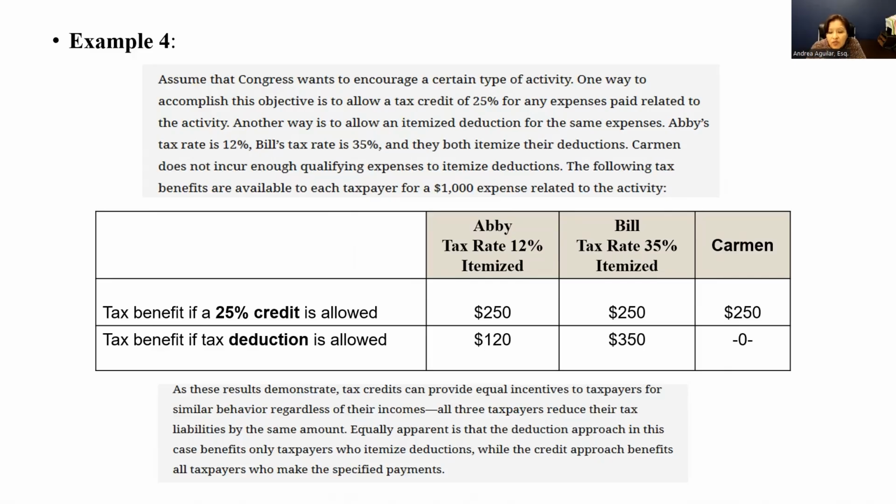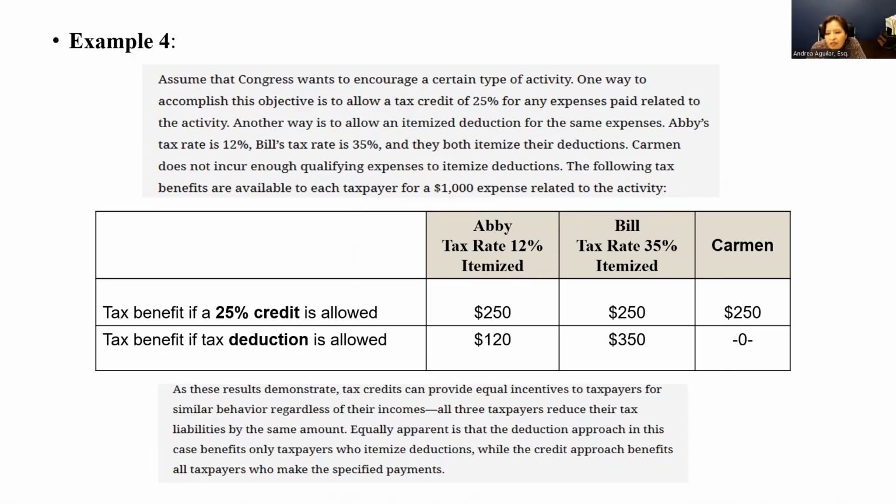But in this case, we just want to analyze what it is that the lawmakers or Congress should do. Should they just say, hey, this is a tax credit or this is a deduction? And here is the policy reasoning. If they want all taxpayers to get the benefit in the same way, they will make it a tax credit. But let's see the difference.